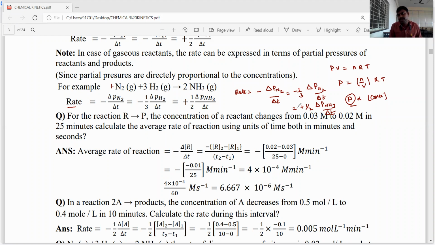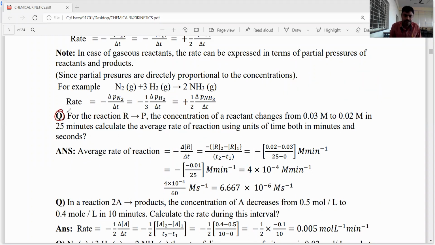Those examples are very, very important for the board examination as well as NEET and JEE examinations. These kinds of questions are asked in the boards and NEET, and especially in JEE, compulsory integrated questions will come from this chemical kinetics chapter. Okay, dear students, so let's see this first question.